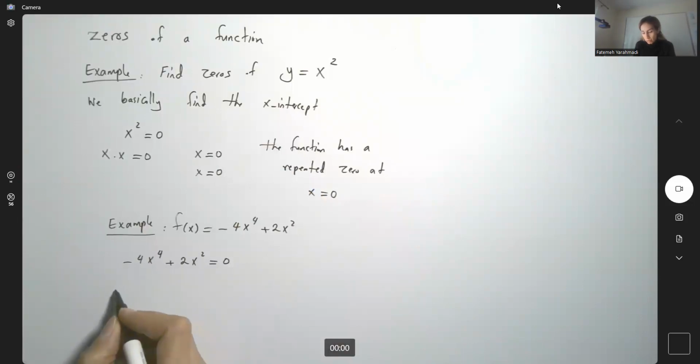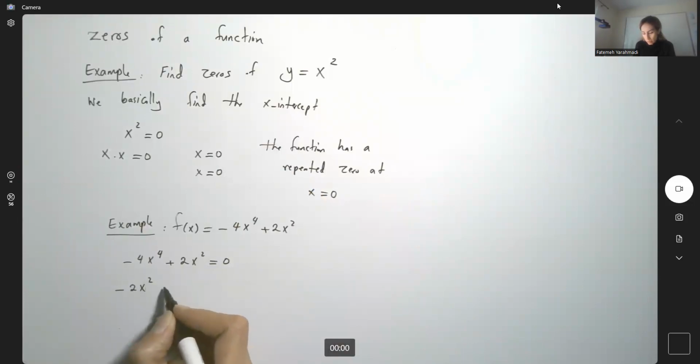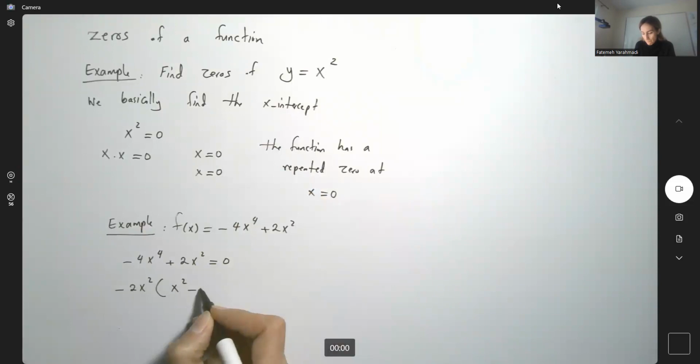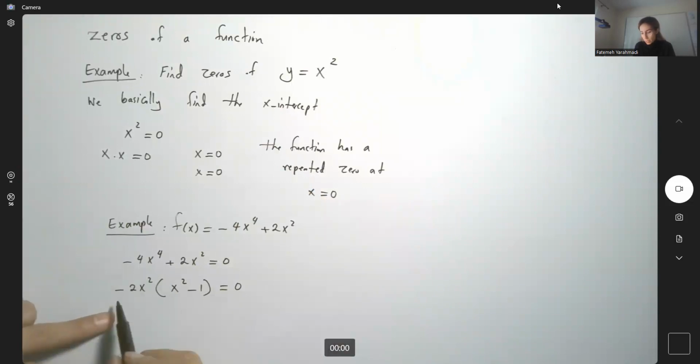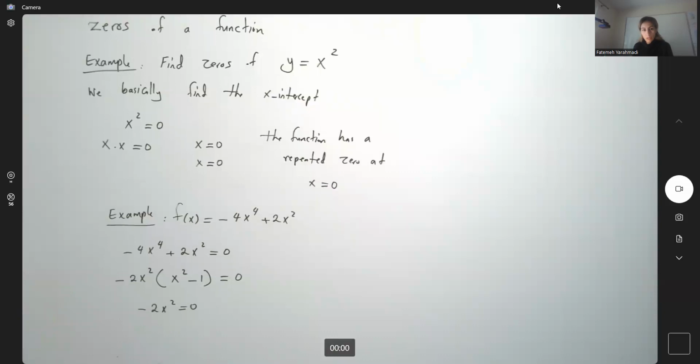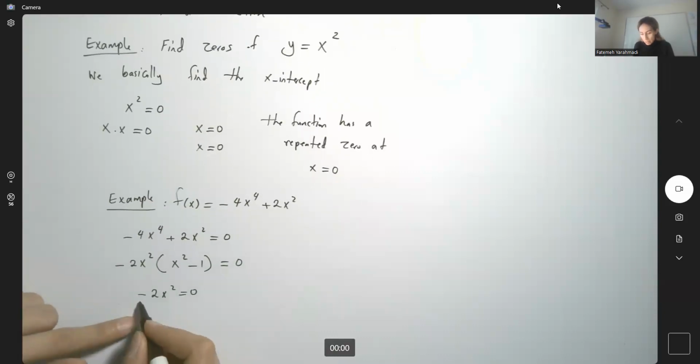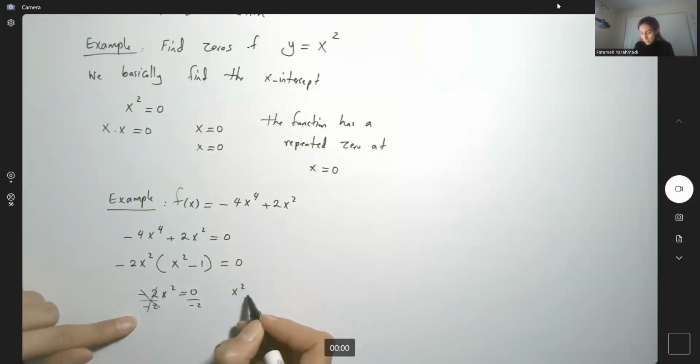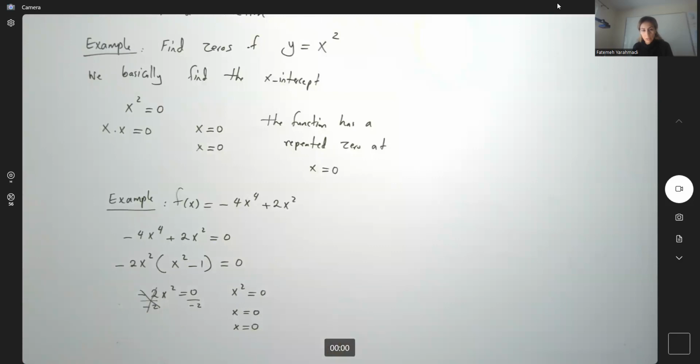What you can do, you can factor out negative 2x squared, and you end up with x squared minus 1 equal to 0. But what's the meaning of that? It means that negative 2x squared is equal to 0, which results in dividing by negative 2, x squared is 0, or x is 0, x is 0. You get a double 0 here.